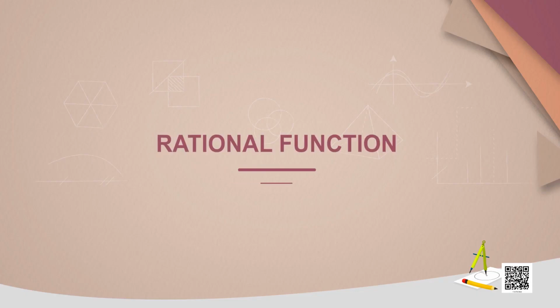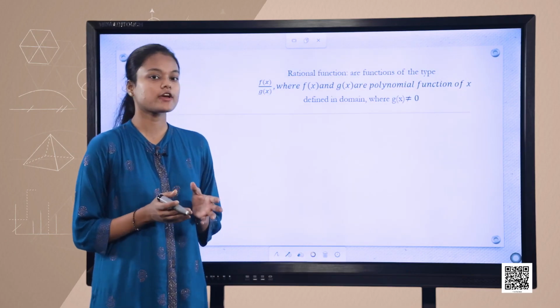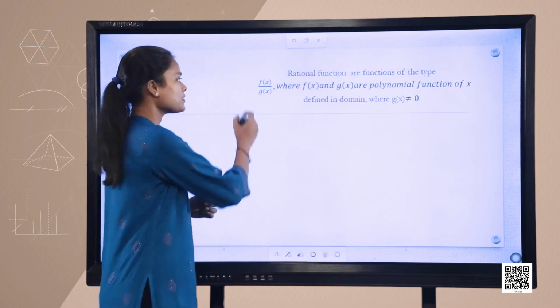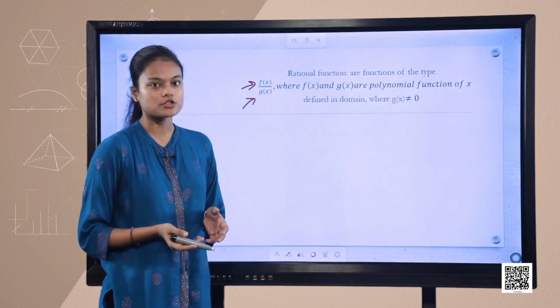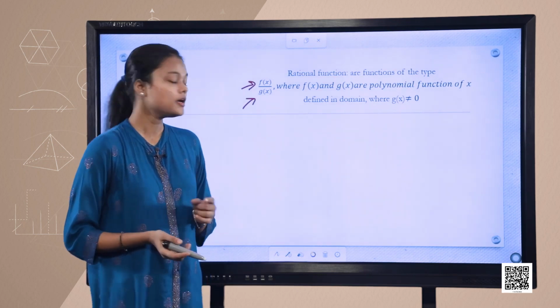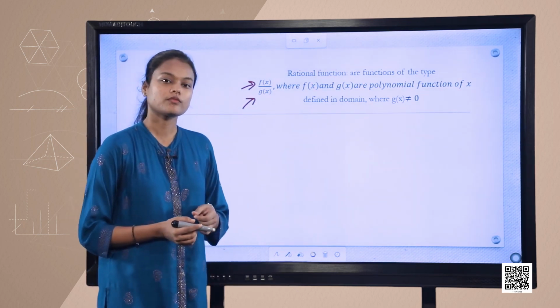Now, we are going to study rational functions. Rational functions are functions of the type f of x by g of x, where f of x and g of x are both polynomial functions, provided g of x should not be equal to 0.